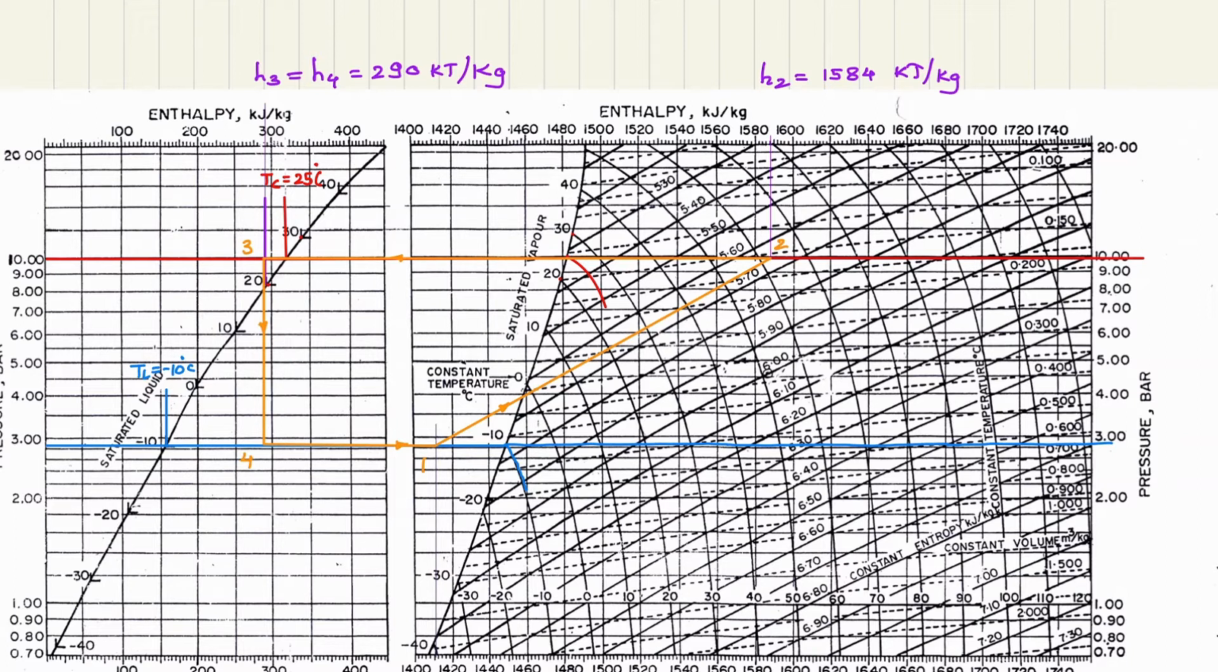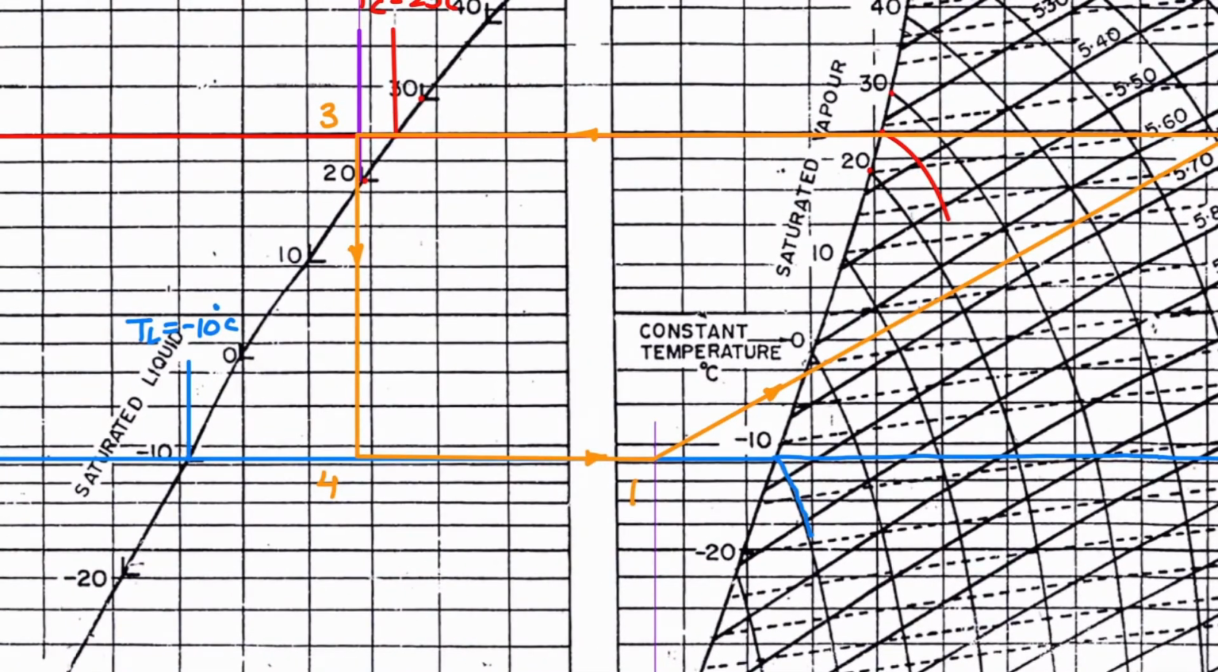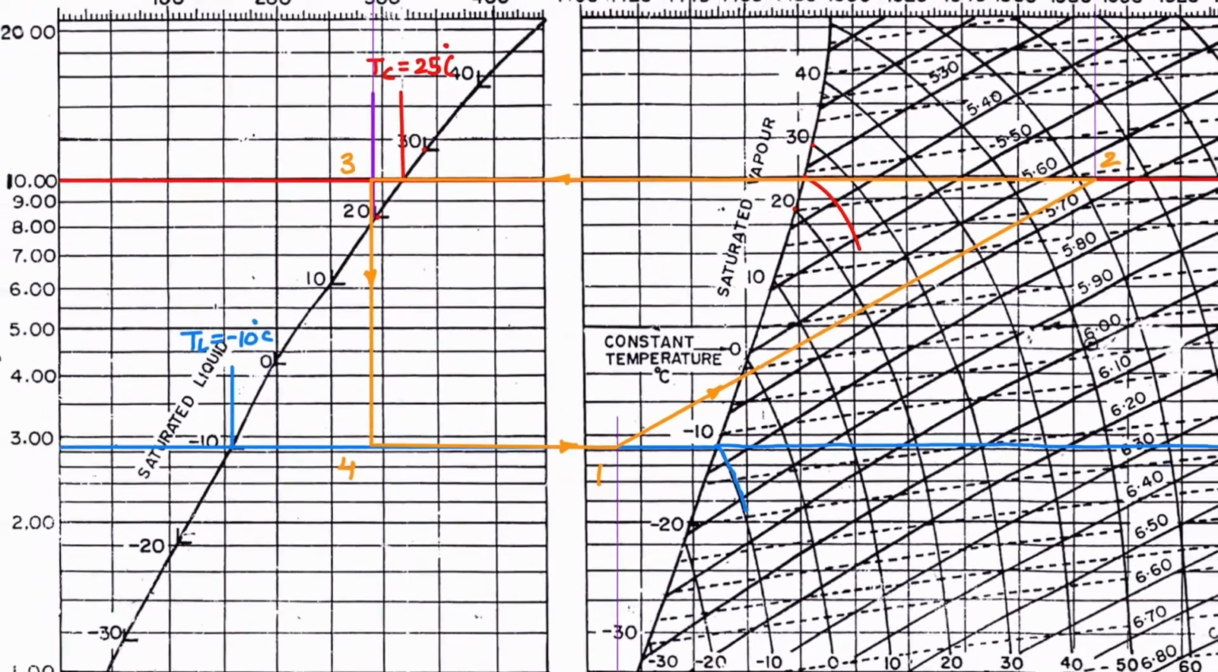Then T low temperature is minus 10. So here you can see on the saturated liquid curve, small corners are provided. Okay, so from here we have to draw a vertical like this. So on both sides we have to mark minus 10. Okay, and then draw this saturation temperature line. Okay, so minus 10 we have marked and 25 we have marked.